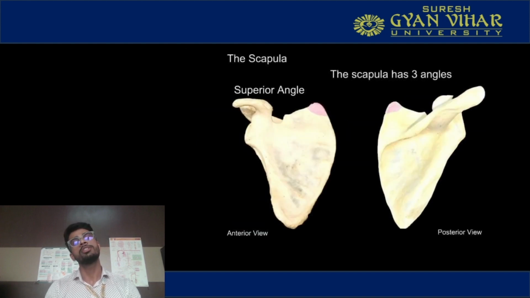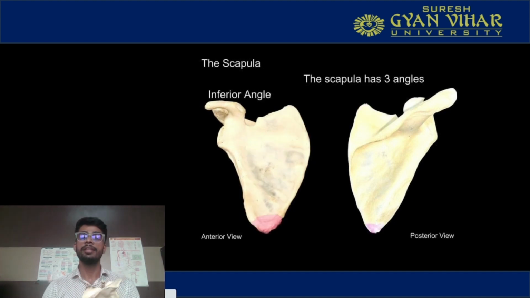Now apart from this, the scapula also has some angles. First is the superior angle. As you can see, this is the superior angle, which is between the superior border and the medial border. Then there is also the inferior angle. This is between the medial and lateral borders.